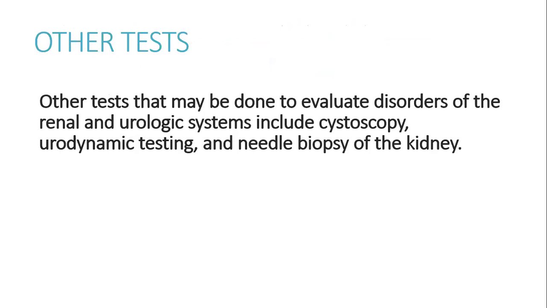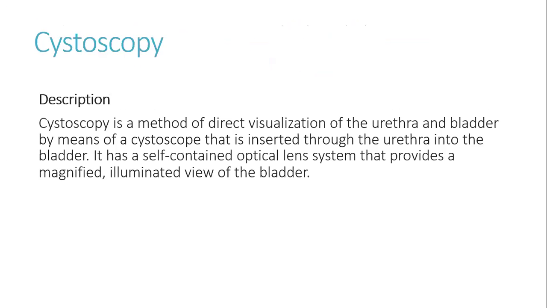Other tests that may be done to evaluate the disorders of renal and urologic system include cystoscopy, urodynamic testing, and needle biopsy of kidney. Cystoscopy is the method of direct visualization of the urethra and the bladder by means of a cystoscope. It is an instrument that is inserted through the urethra into the bladder, and it has a self-contained optical lens system that provides a magnified, illuminated, that is a clear view of the bladder.